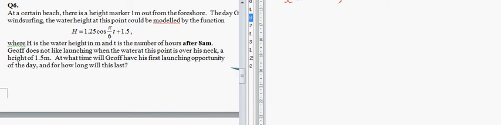Right, question 6. We've got here's our formula. We could highlight that. Of course, we know to add brackets around this piece. Putting that in the calculator, 1.25 times cos bracket pi divided by 6 times the variable.